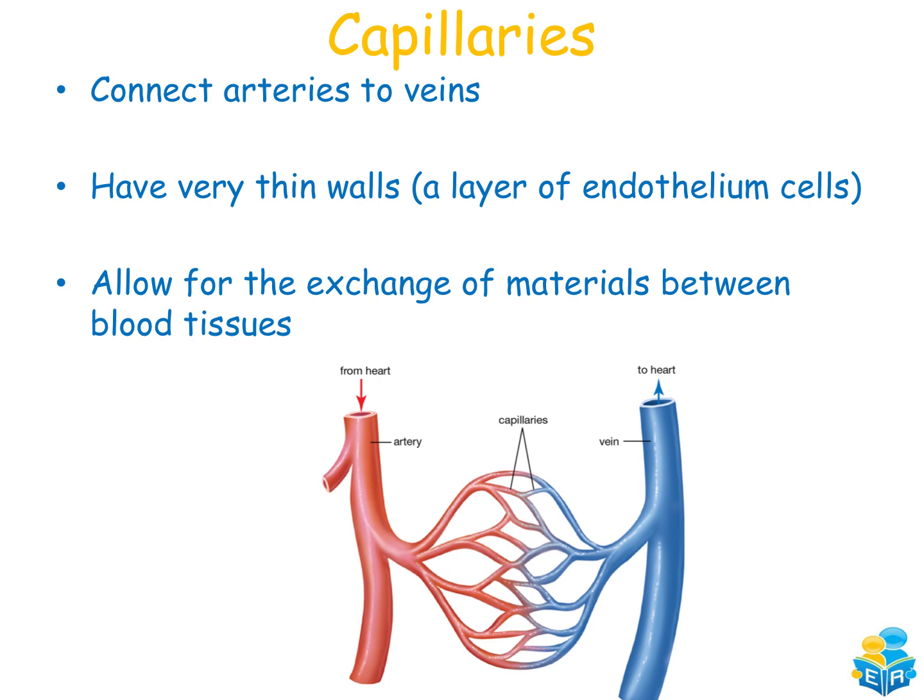Our capillaries are responsible for connecting arteries to veins. They have very thin walls, so it's a layer of endothelium cells, and they allow for the exchange of materials between blood and tissues. So when we mentioned having very thin walls, they're usually just one cell thick, which allows for the easy passage of, say, oxygen by diffusion or anything else that might need to get into or out of the cell in a similar process. Okay, so really thin walls, usually just one cell thick, and allows for the exchange of material between the blood and tissues.